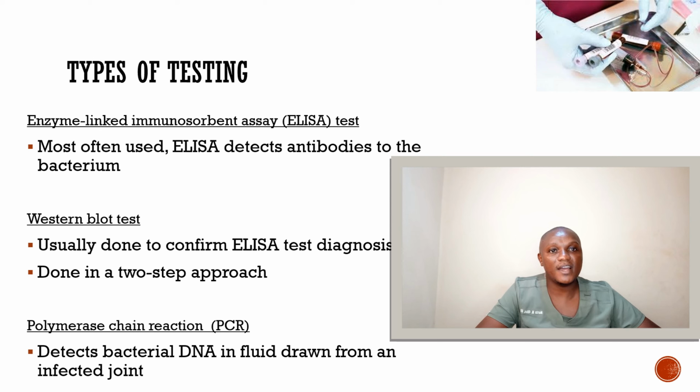Then we have PCR tests, polymerase chain reaction. PCR detects the bacterium DNA in fluid drawn from an infected joint. So you can do the ELISA test, the Western blot test, and the PCR test.